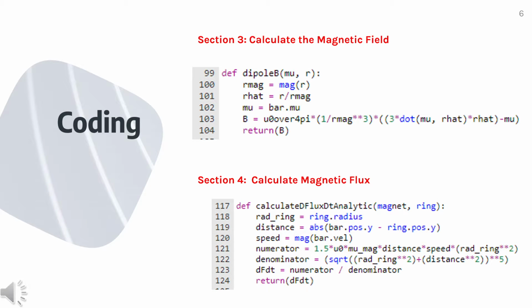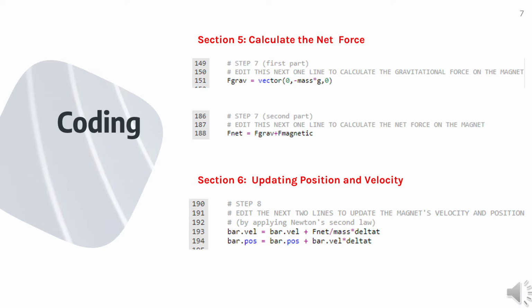Now onto calculating the magnetic field. I also pulled this code from our third lab. As for calculating the magnetic flux, this equation came straight from the EDX videos. Moving on to calculating the net force and updating both the position and velocity, I simply applied Newton's laws of motion. Finally, let's look at what all of this code produced.